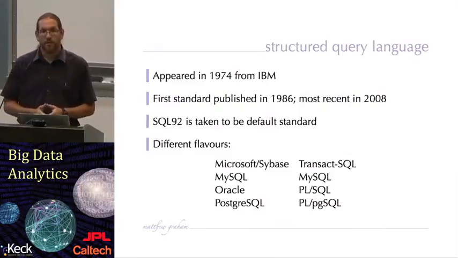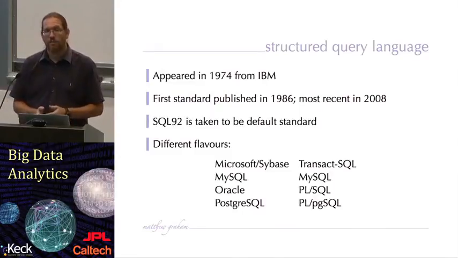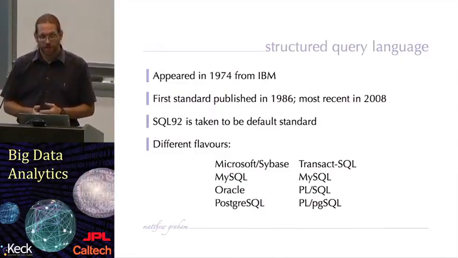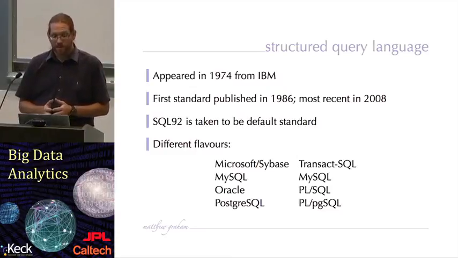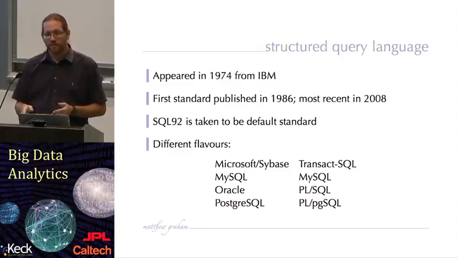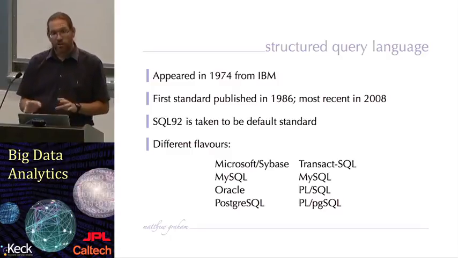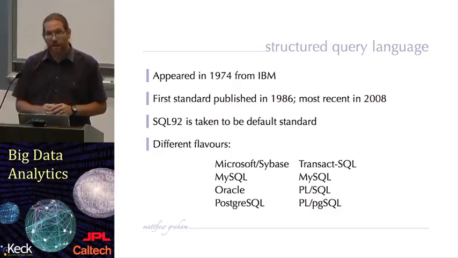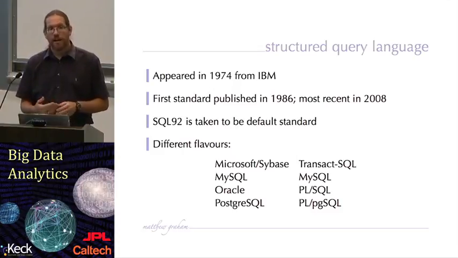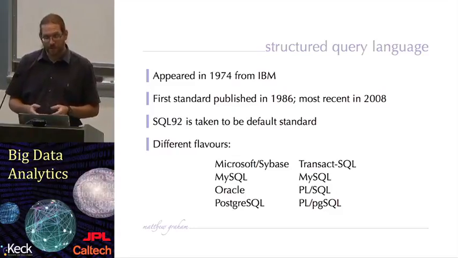SQL stands for Structured Query Language. It first appeared in 1974 from IBM. The first standard was published in 1986, and there have been updates since, with the most recent in 2008. Each variant of the standard is known by SQL and then the year after it, and SQL 92 is taken to be the default standard.